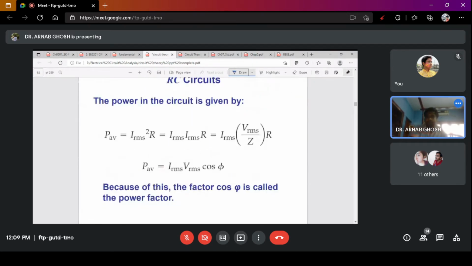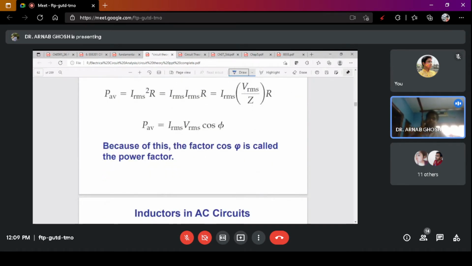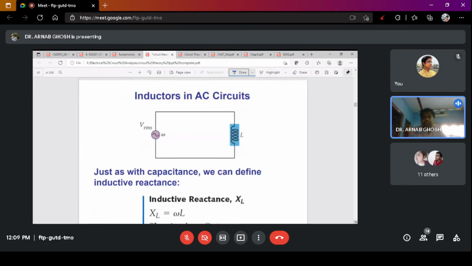Okay. This is given by P average, that is IRMS into VRMS into cos phi. This is what I was talking about. So next we move on to the inductors. So what is an inductor? This we discussed in the first day lecture, that inductors are circuit elements that store energy in a magnetic circuit.